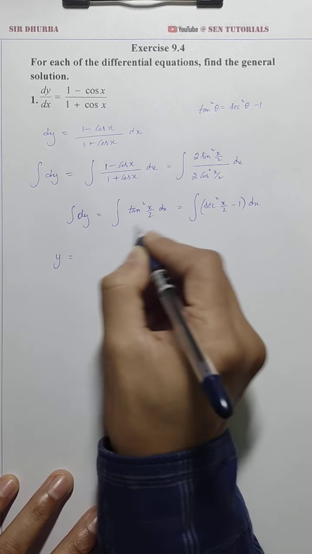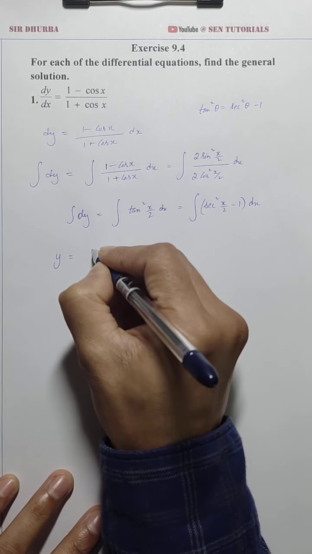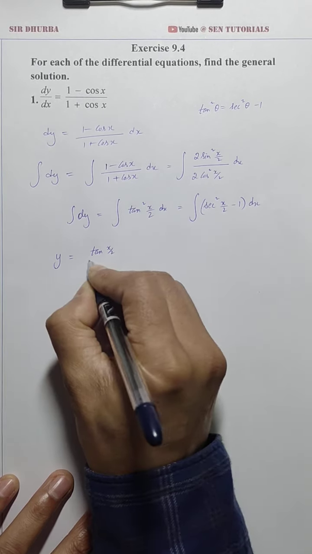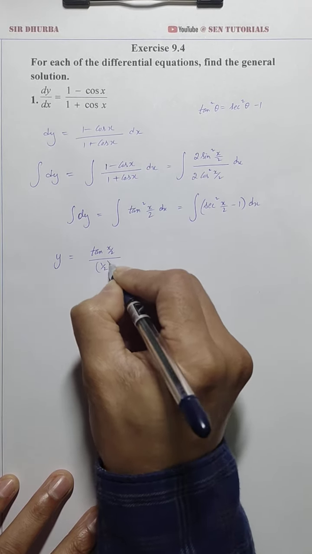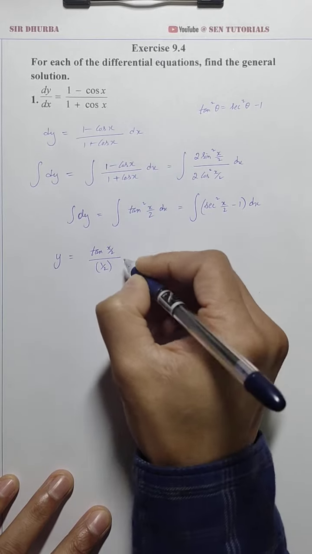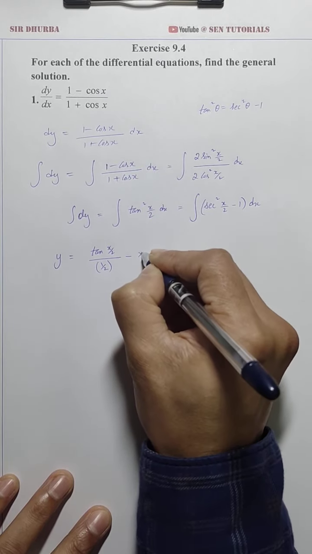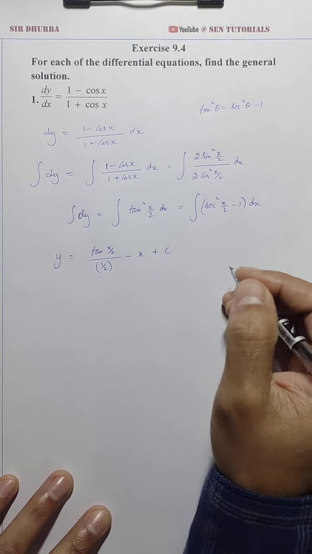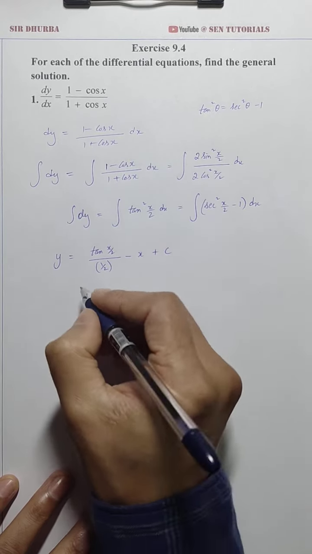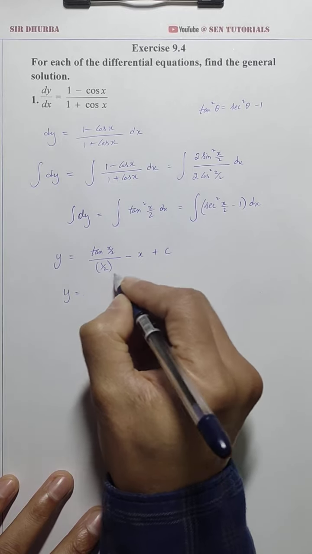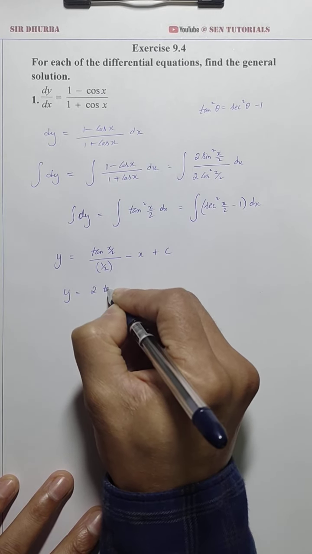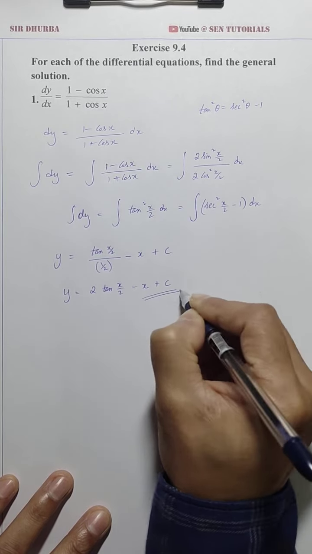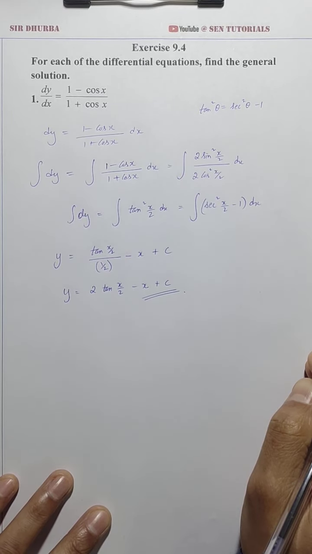That is going to be y. Integration of sec square x by 2 will be tan x by 2. Let's not forget the substitution method, so I'll have to divide by the coefficient of x, that is 1 by 2, minus integration of 1, that's going to be x, plus c. So here you can just use that constant, plus c. Okay, so now y will be, cross multiplying, 2 tan x by 2 minus x plus c. So this is our general solution.